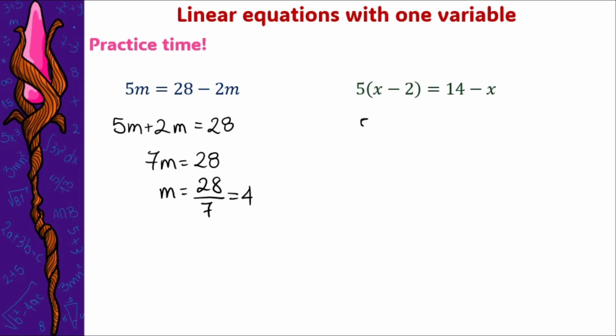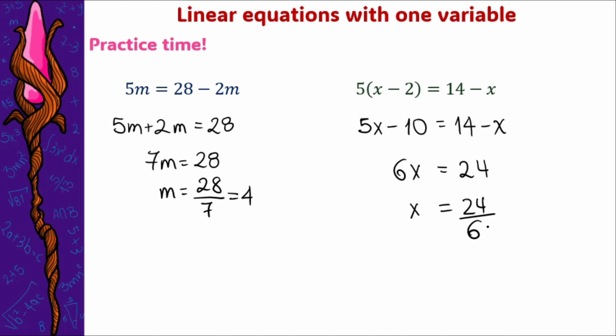And for this one, we are going to do the multiplication. The x, I'm going to bring it to add. The 10, I'm going to bring it to add to the other side too. And then we finally divide 24 by 6, which is 4. Both answers were 4.